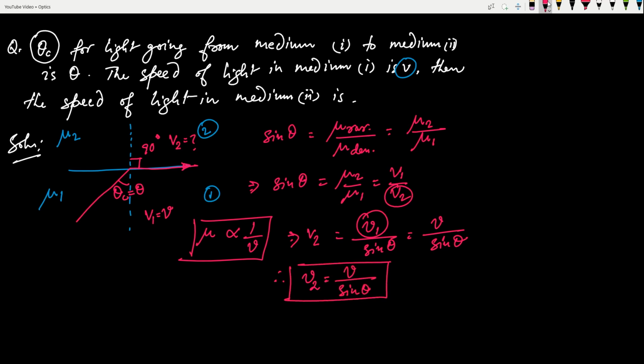I hope the concept is clear. This is very simple. Since I haven't taught the concept of velocity with critical angle, I gave this question in order to help you understand how velocity is linked with critical angle. I hope the concept is clear. Now let's move on to our next concept.